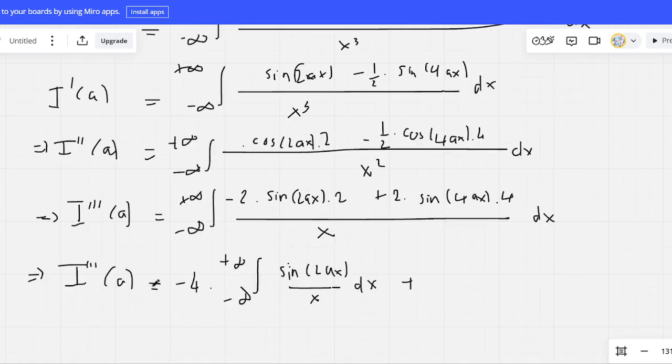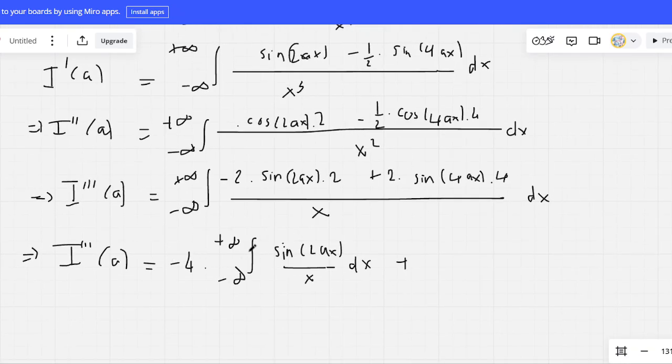So this is minus 4 times the integral from minus infinity to positive infinity of sine 2ax over x dx, plus a times the integral from minus infinity to positive infinity of sine 4ax divided by x.